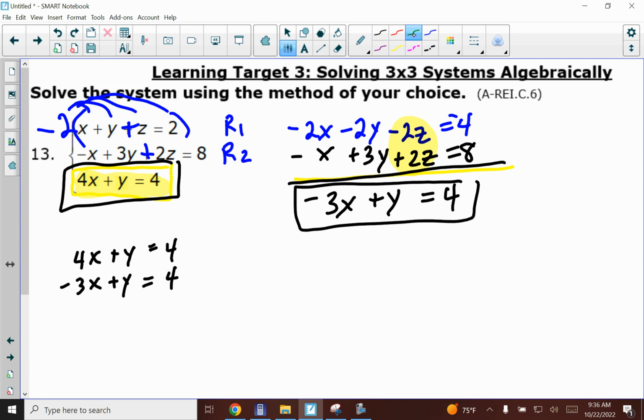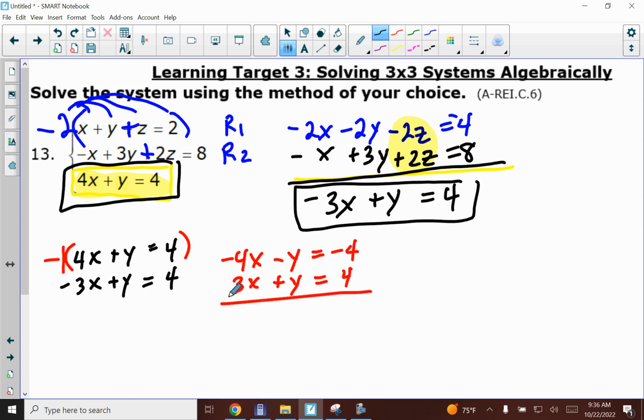Now I want to get letters to cancel again. And to me, it looks like the easiest one to get to cancel is going to be the y's. If these y's were just opposite signs, they would cancel right away. So I'm going to take the top one, or you can do whichever one, it doesn't really matter. I'm going to distribute a negative 1 throughout that equation. So I'm going to have negative 4x minus y equals minus 4. And then the second one, I'm going to just leave it alone. So this is negative 3x plus y equals 4.